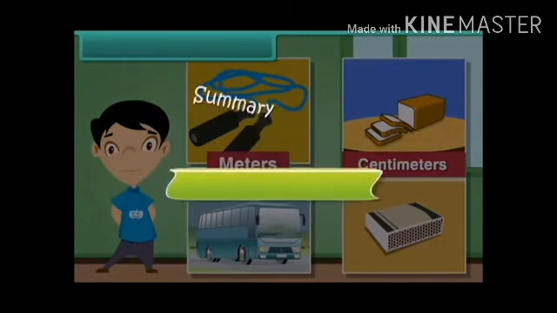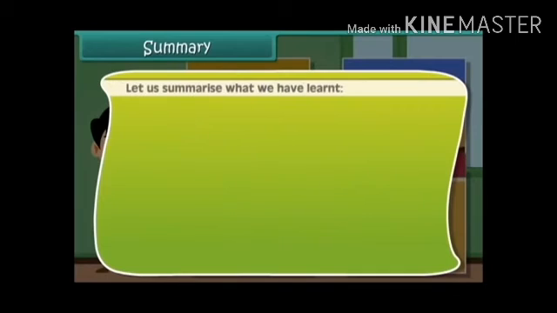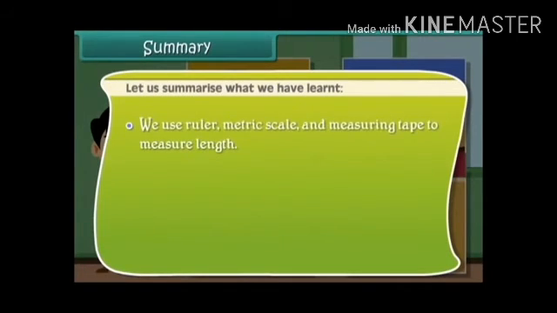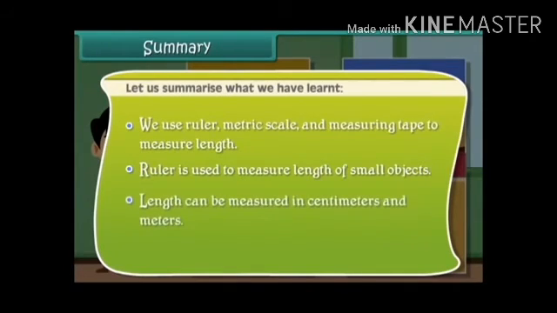Summary. Let us summarize what we have learnt. We use ruler, metric scale and measuring tape to measure length. Ruler is used to measure length of small objects. Length can be measured in centimeters and meters. 1 meter is equal to 100 centimeters.